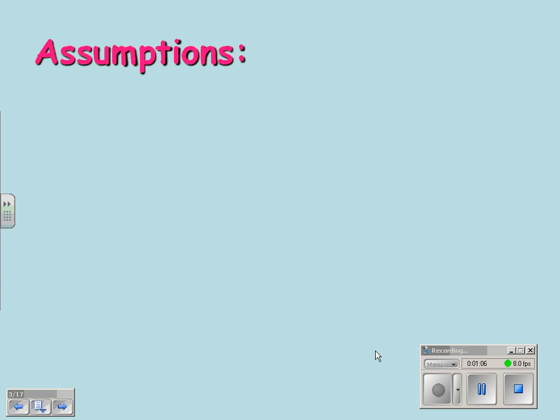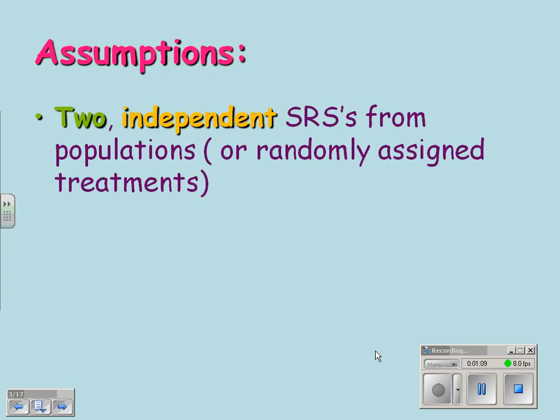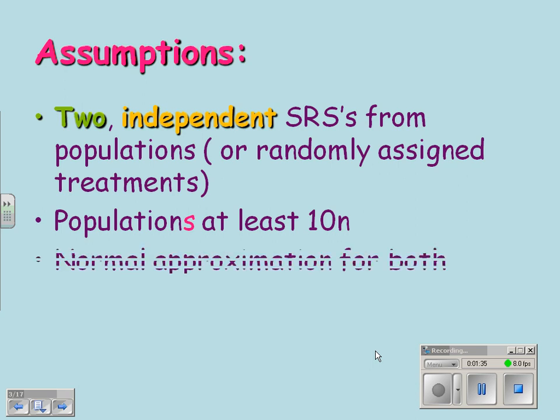Here are the assumptions when we're setting this up. Since we have two separate simple random samples, we need two independent simple random samples from populations, or from randomly assigned treatments in the event of an experiment. Notice the similarity between this and the two-sample t-tests that we did in Chapter 11. The populations, meaning both populations, have to be at least 10 times the sample. And you have to be able to use a normal approximation for both populations.